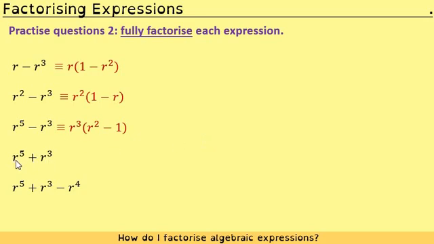Next, the greatest possible factor again we can take out is r cubed, and that leaves us with r squared plus 1 inside the bracket. These two are the same, aren't they? Just a negative and a positive.